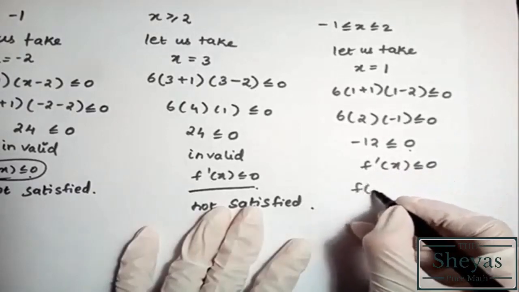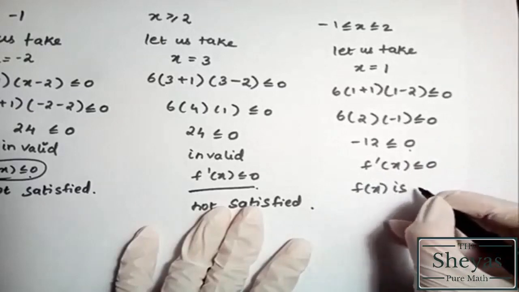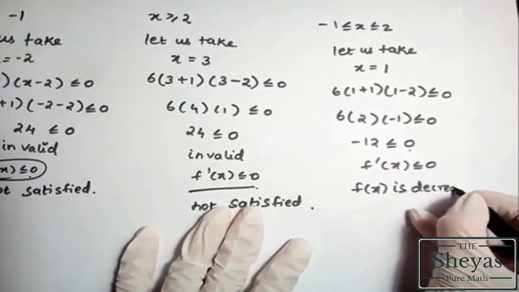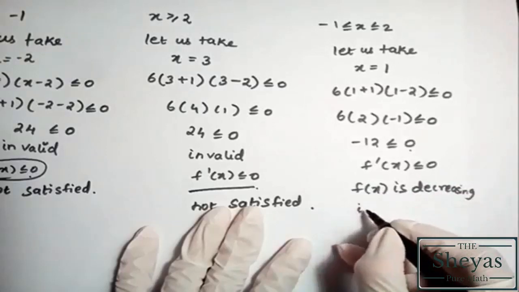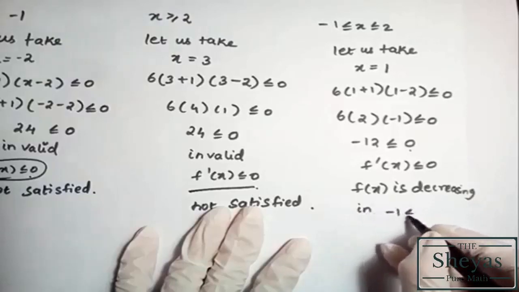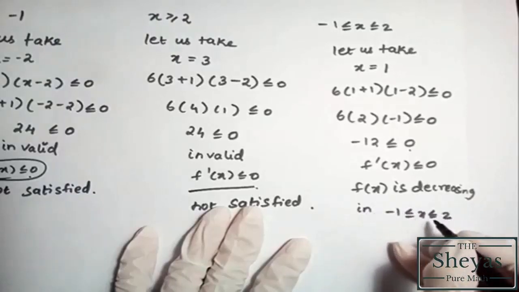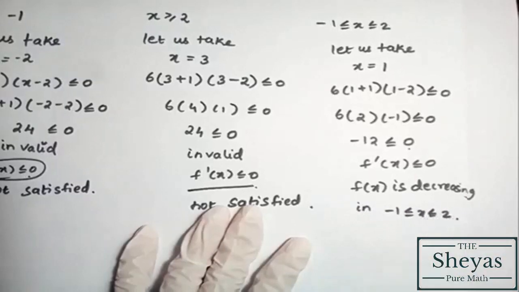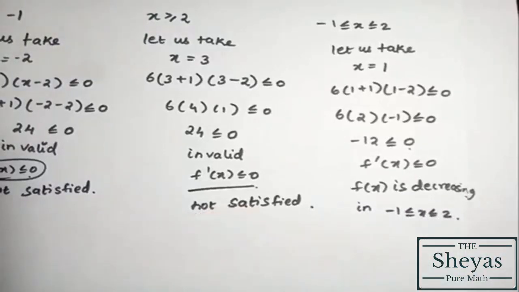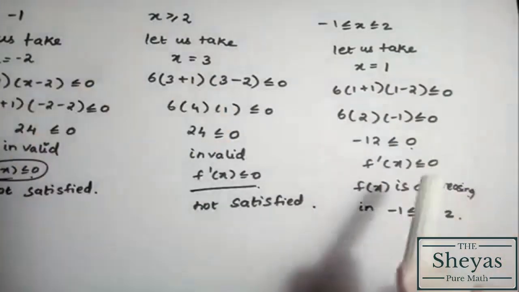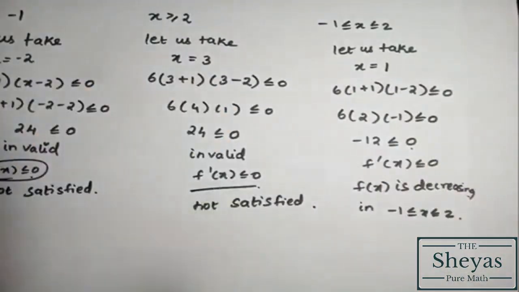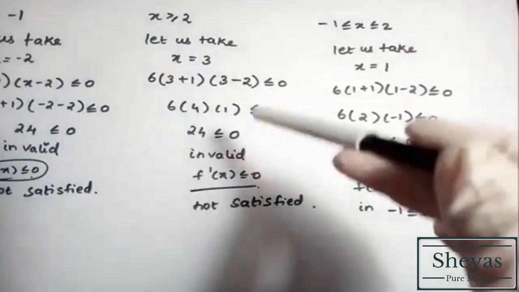So we can confirm that f of x is decreasing in this interval, minus 1 less than or equal to x less than or equal to 2. When you are solving the problems, all these steps are not needed, but to get the exact value, it is better to confirm by taking some values.